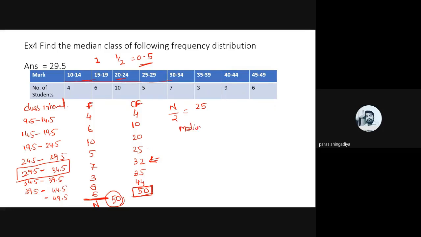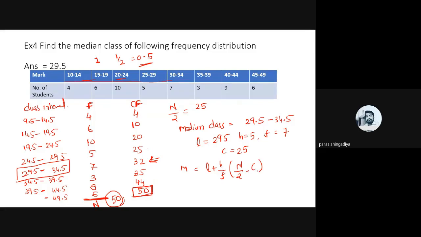So the median class is equal to 29.5 to 34.5. The lower limit of the median class L is 29.5, h is equal to 5, frequency f is equal to 7, and C is equal to 25. N is already given. So median is equal to L plus h by f in the bracket N by 2 minus C.